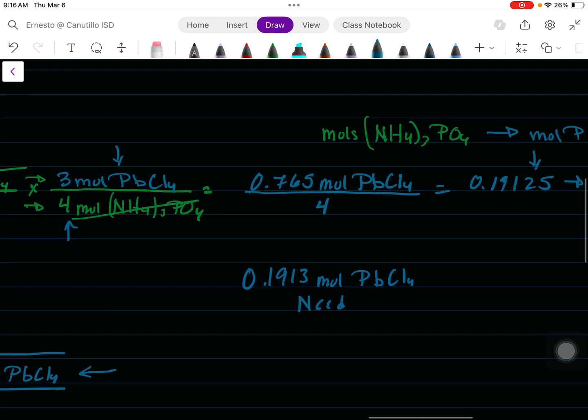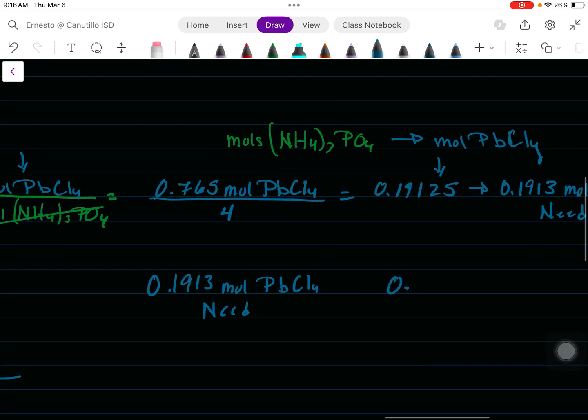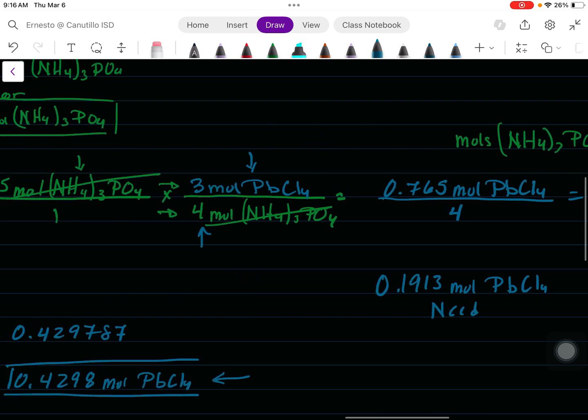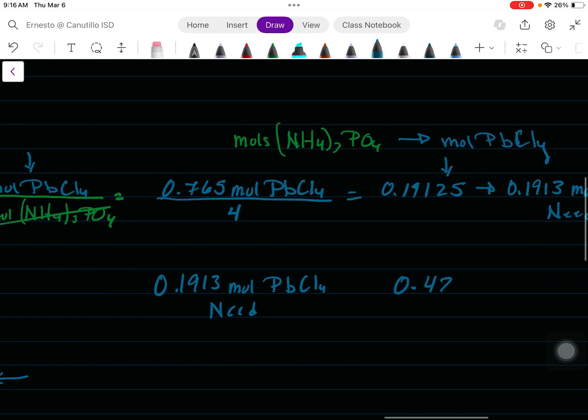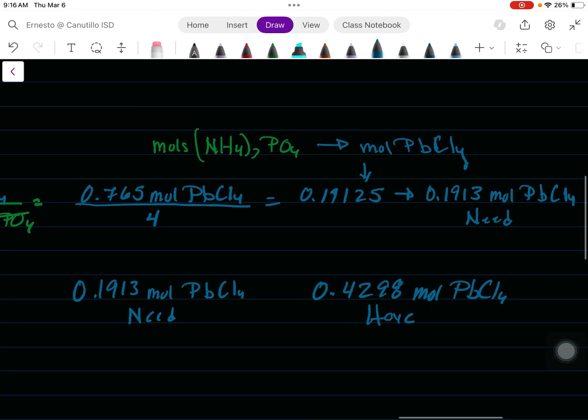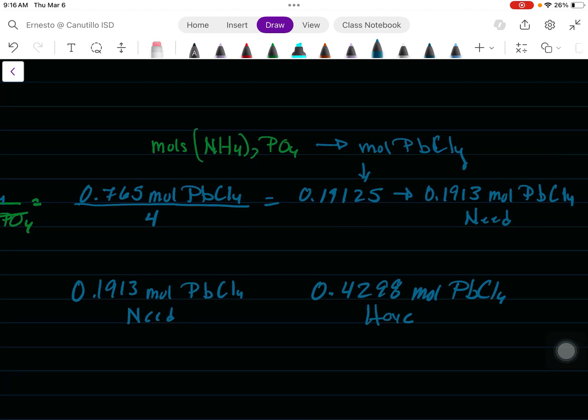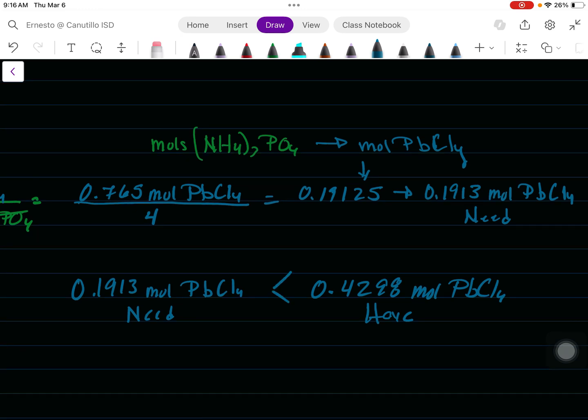So 0.4298, sorry, moles of lead 4 chloride. This is actually how much I have. That's why you need to find moles of both, right? So now I got to figure out, okay, do I have more or do I have less than what I need? Well, I can see that this number is bigger. So in this case, my have is greater than my need.